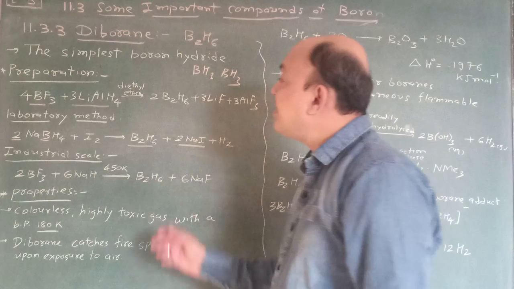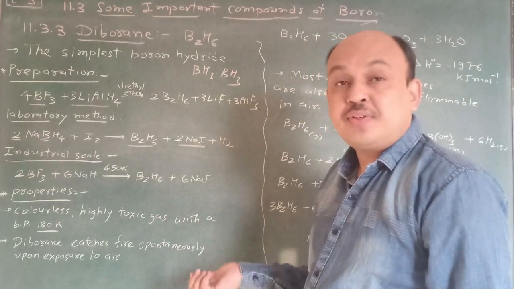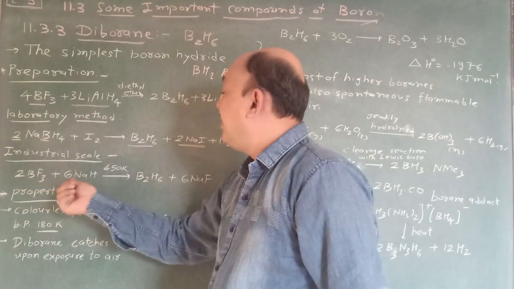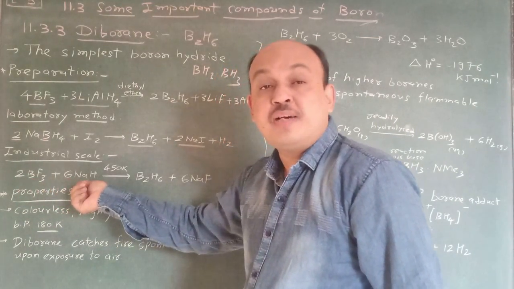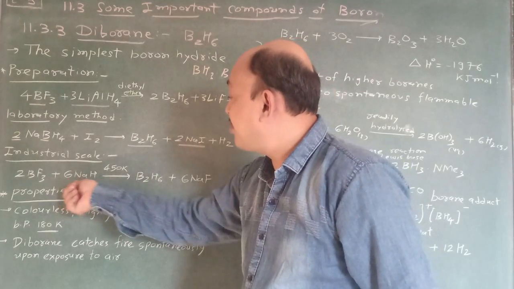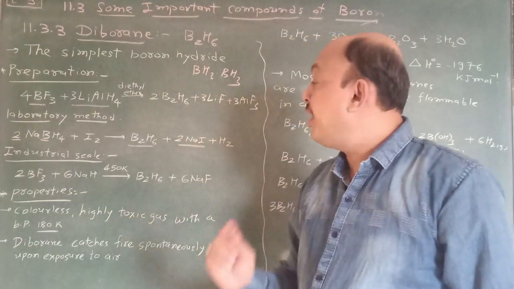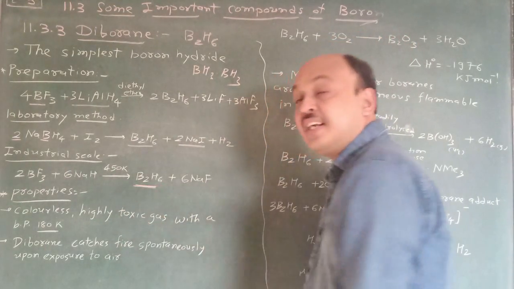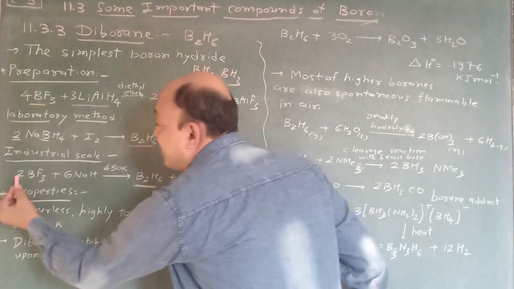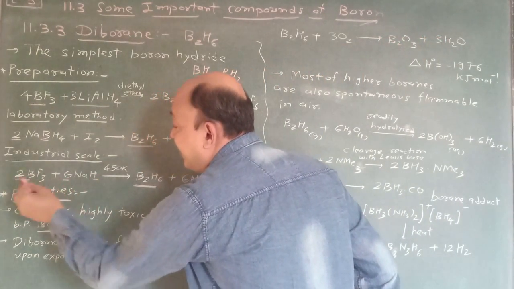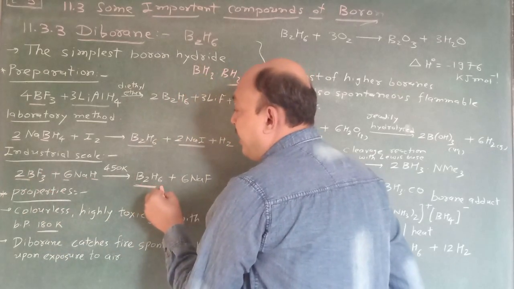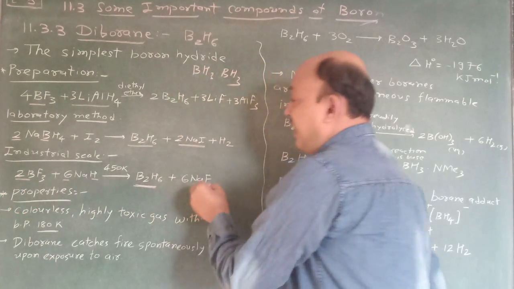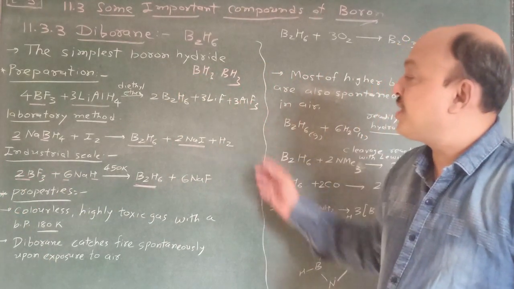Industrial scale. On industrial scale, you have to take an alkali hydride. So here 2 moles of boron trifluoride when it reacts with 6 moles of sodium hydride, not hydroxide, at 450 Kelvin temperature, then here B2H6, diborane, is obtained. Just see here also it's very simple: 2B and here 6H is there, and that's why B2H6 plus 6Na, and here 3 2s are 6, so 6NaF. Complete the reaction. This type of question is asked many times.